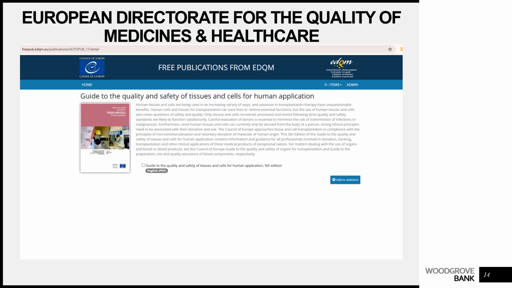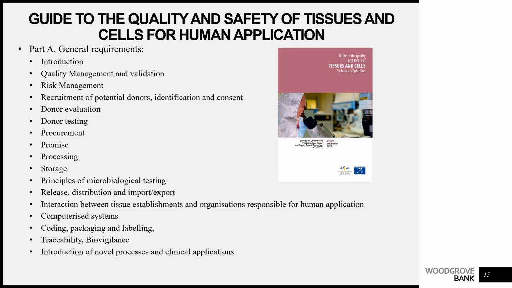As I said, it's the practical application of the directives, and it contains information not just on the directives itself, but on quality management, risk management, information on donors, GDPR and consent. It has specific requirements for substances of human origin and specific organ information as well. The part that's really relevant and really important to read, I think, is Part A, the general requirements. All of this is relevant to the initial stage and the initial step of using human materials as starting materials.